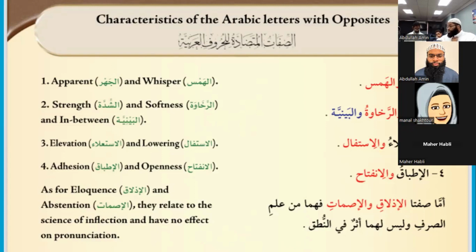If the vocal cords vibrate to pronounce the letter, what letter is it? Which is it, hams or whisper? Hams or jahar? The vocal cord vibrates. No, it's the opposite. Jahar. Jahar means apparent. You can hear it. There's sound. There's voice. Right? So if you hear the sound, if the vocal cords vibrate with the letter, you know it's an apparent letter. An example. The dal. Z. Ba. Vocal cords vibrate. If the vocal cords do not vibrate, you know it's a whisper letter. Whisper or apparent?